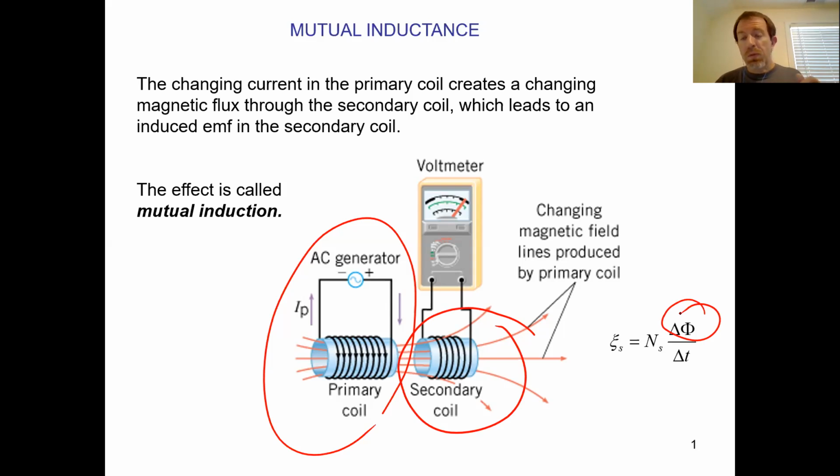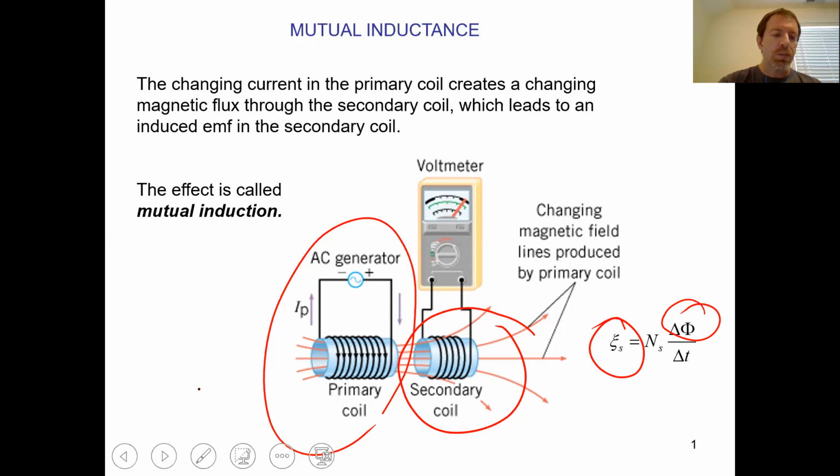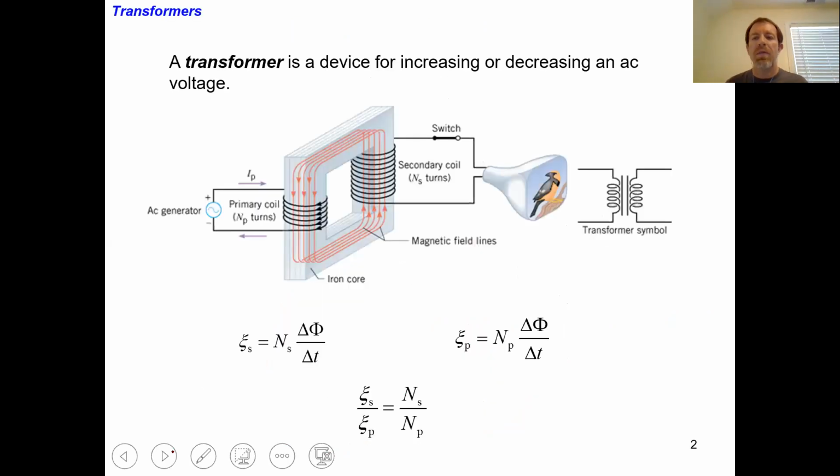And then, because we've got a change in flux, what happens? Well, we end up with an induced EMF. An induced EMF, an induced voltage, an induced current in that secondary coil. This is the background, or the idea of how a transformer works. So the purpose for having a transformer is to increase or decrease an AC voltage.